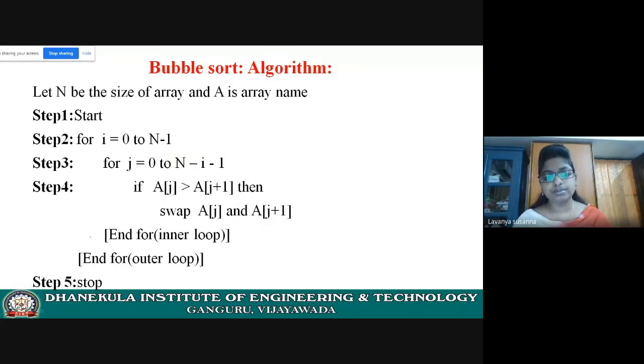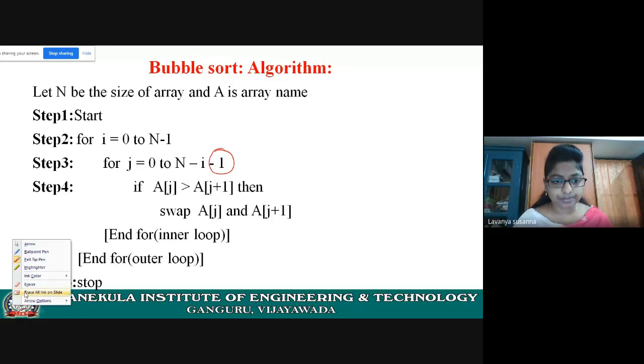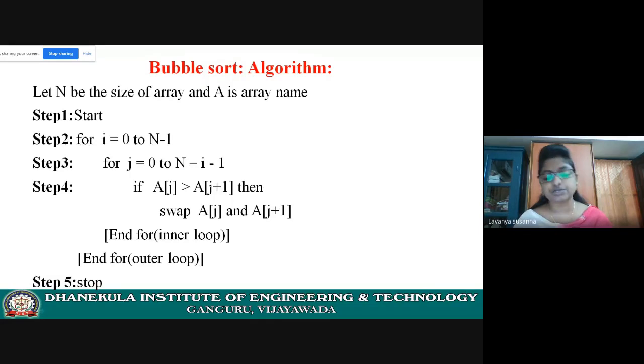Please note down the algorithm. See, in your material, I forgot to write minus 1. I wrote and typed only n minus i. Please note down n minus i minus 1 and rectify it. N minus i minus 1.